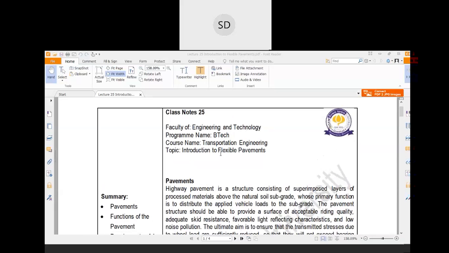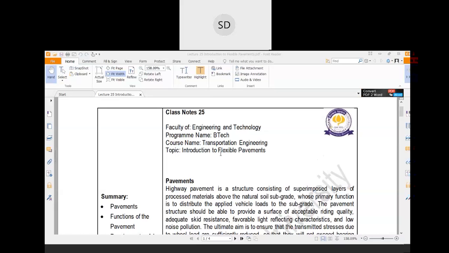This flexible pavement is a structure consisting of superimposed layers of processed materials. Now, this layer means one layer is above another layer. So, likewise, there are different layers, and different layers are laid above one another. That's why it is called superimposed layers, and these different layers are made up of different categories of the material.